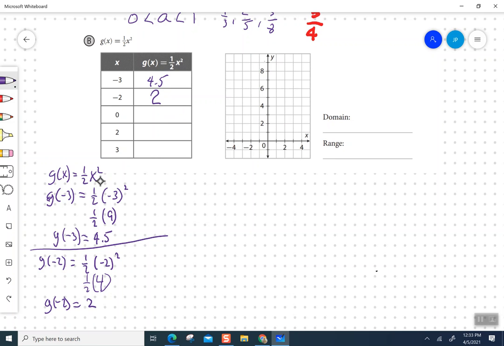Now, if I take 0 and plug it in here, what's 0 squared? Well, don't you still get 0? And if you take half of 0, don't you still get nothing? So your answer is 0.